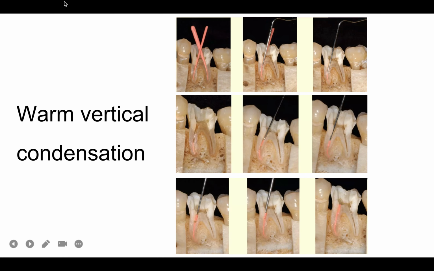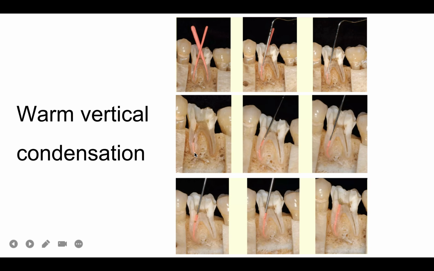So this is another presentation here. As you can see, the cone fit here. The heat source is plunged all the way to 5-6 millimeters short of working length. 10 seconds is left to cool down, and then a short burst of 1 second, and then retraction of the heat source instrument.